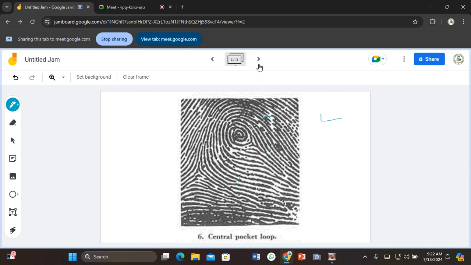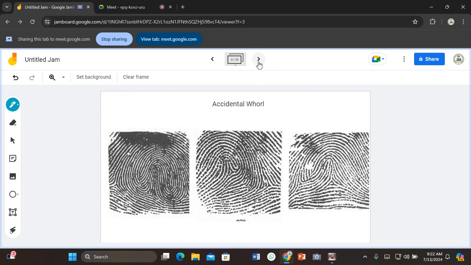Let's move ahead. This is the accidental whorl. This is the third formation. It has a lot of structure that is totally different from what we have had in the past.